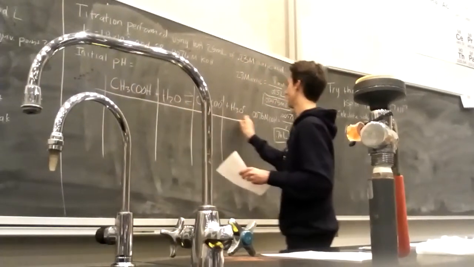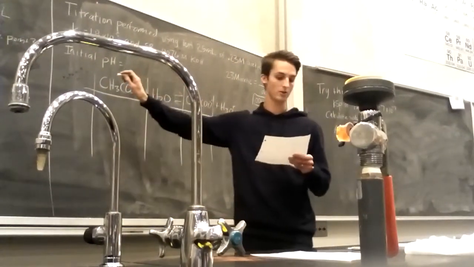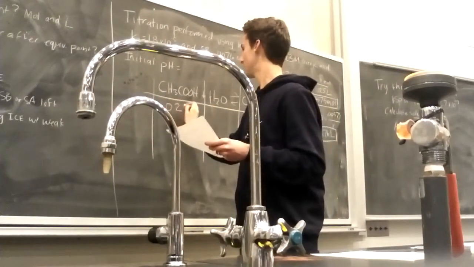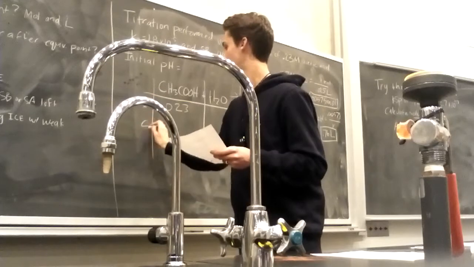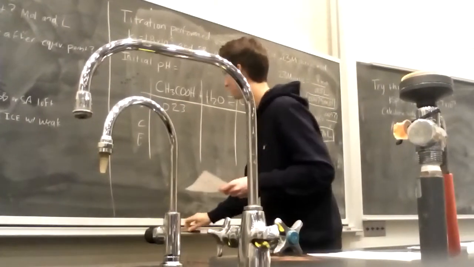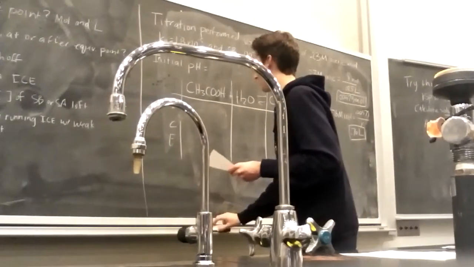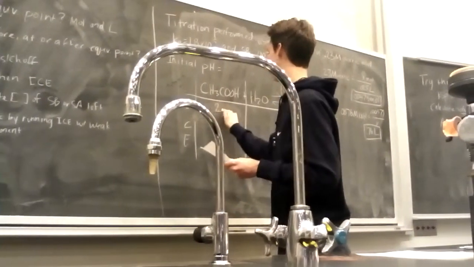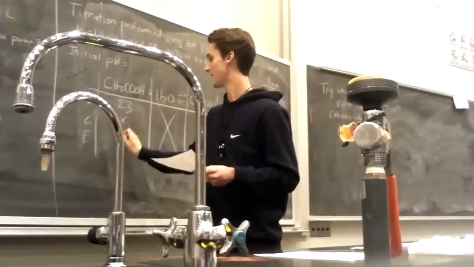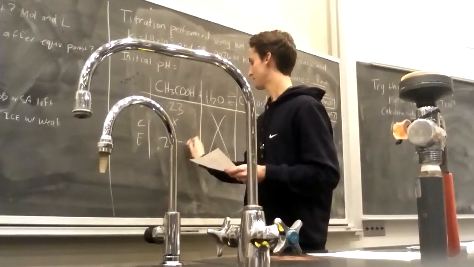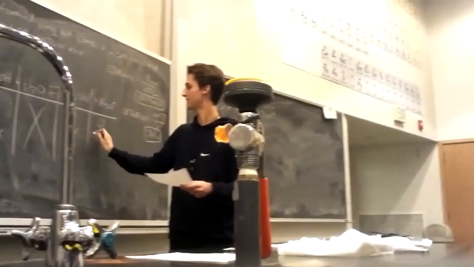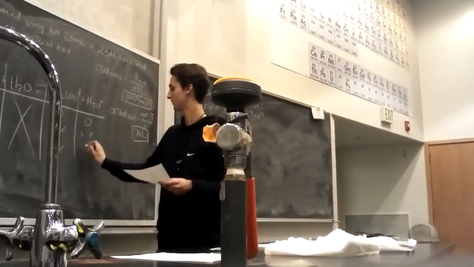So my initial concentration of acetic acid is 0.23. Oh, sorry, 0.23. Water doesn't matter. So this is going to be minus x, 0.23 minus x. I have 0 of this, plus x, x, and x.